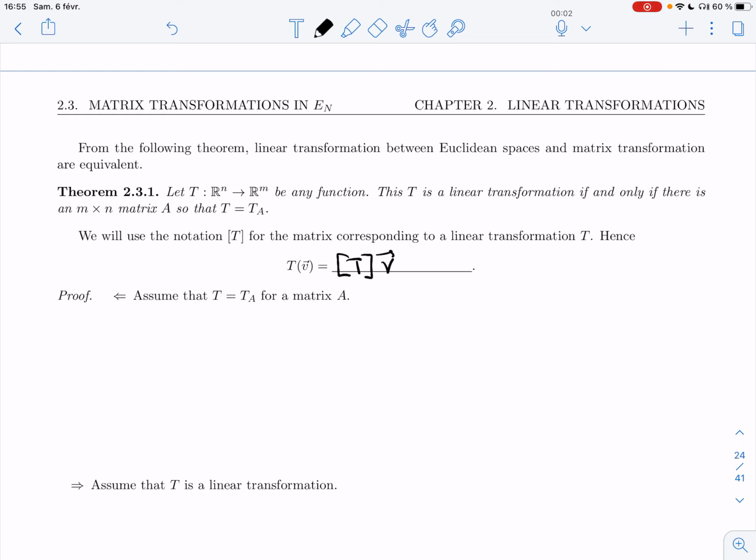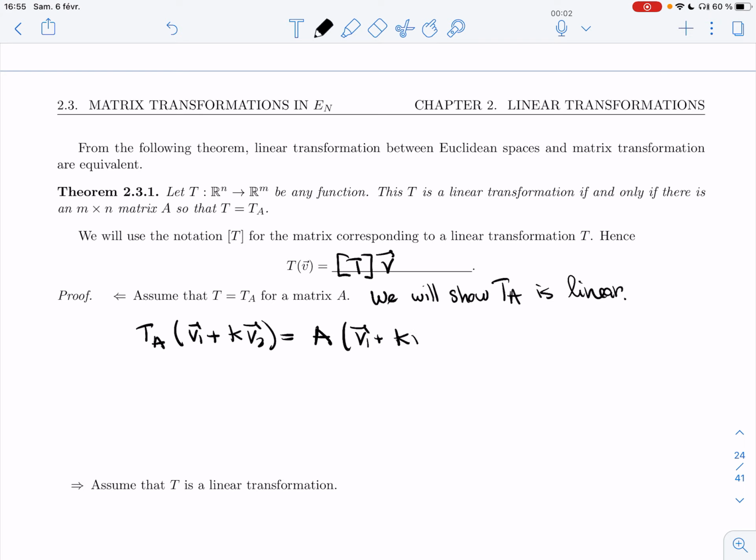All right, so let's prove this. We're going to start by proving that if I start with a matrix and I multiply vectors by it, I get a linear transformation. So we will show T_A is linear. All right, so let's do it all at once. So I'm going to look at T_A of v1 plus k v2. That means I'm going to multiply v1 plus k v2 by A. I can distribute.